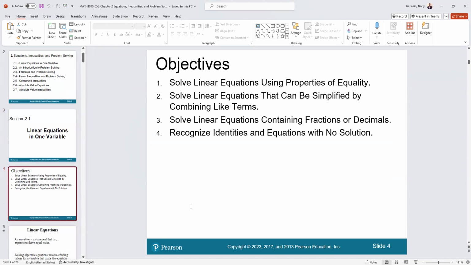So the objective is to solve linear equations using properties of equality, solve linear equations that can be simplified by combining like terms, solve linear equations containing fractions or decimals, and recognize identities and equations with no solution.